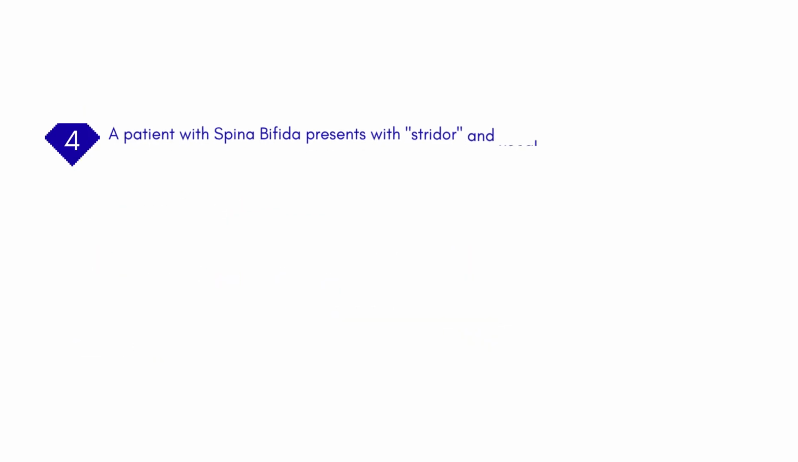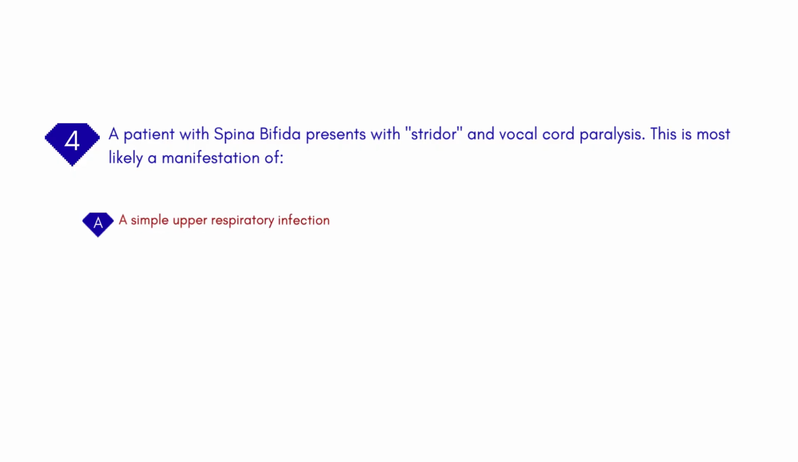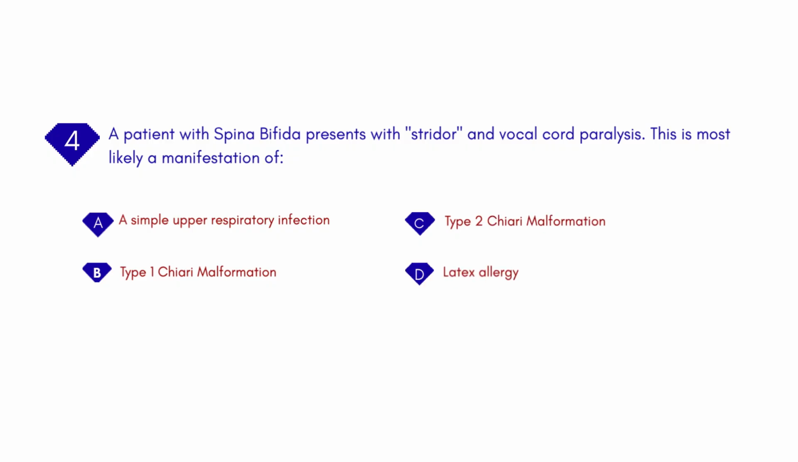A patient with spina bifida presents with stridor and vocal cord paralysis. This is most likely a manifestation of A. A simple upper respiratory infection. B. Type 1 Chiari malformation. C. Type 2 Chiari malformation. D. Latex allergy. Answer: C.